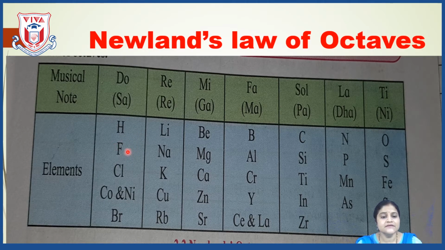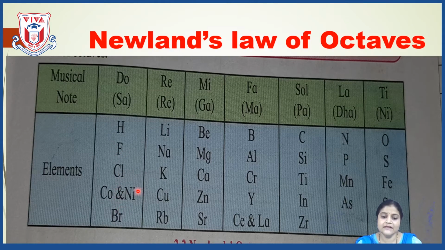Now, there were some limitations too. What were those limitations? Here you can see cobalt and nickel, two elements which were dissimilar in properties to the others of this group, were placed in the same group.